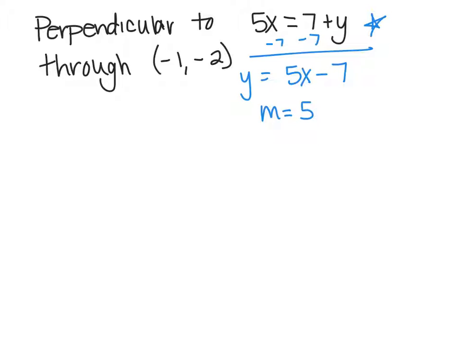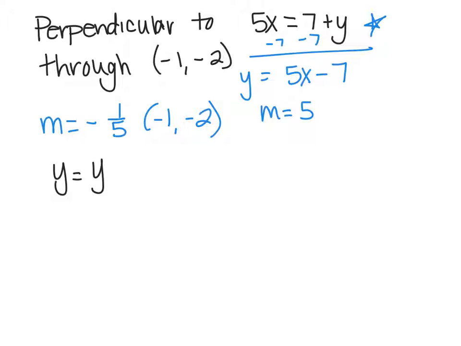So my new slope is going to be m equals -1/5, and it needs to go through the point (-1, -2). So I'm going to use the point slope equation, but the modified version of this equation. So y equals m(x minus x1) plus y1.